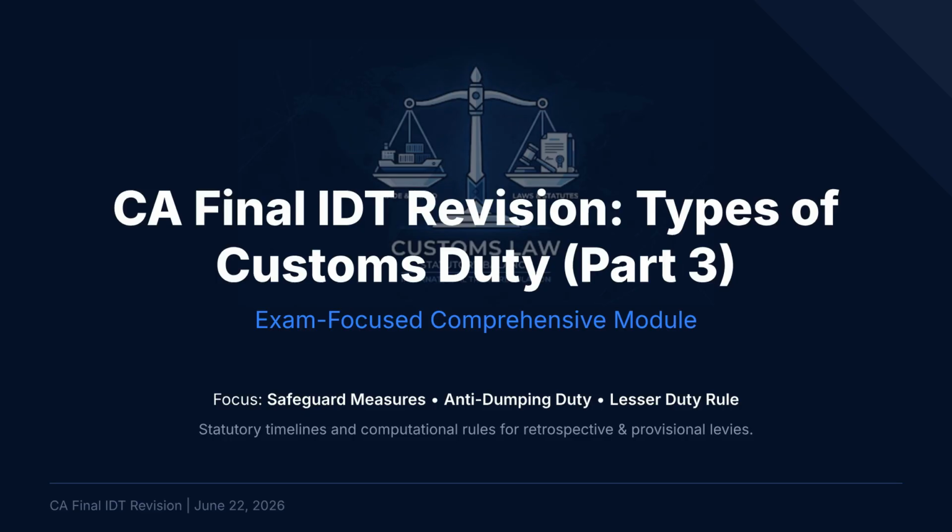In this part, we move into some of the most important protective duties under the Customs Tariff Act. We'll cover safeguard measures, countervailing duty, and anti-dumping duty. These duties are designed to protect Indian industries from unfair competition, sudden import surges, and foreign government subsidies. Along the way, we'll also understand important concepts such as provisional duties, retrospective levies, the lesser duty rule, and key statutory timelines that are frequently tested in CA final examinations. By the end of this session, you'll have a complete conceptual and exam-oriented understanding of these protective customs measures.